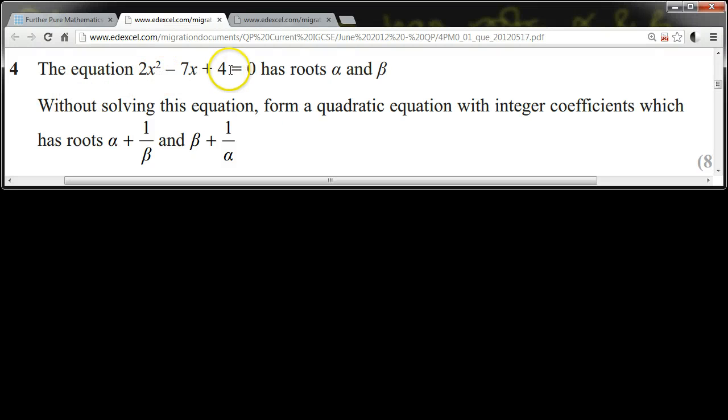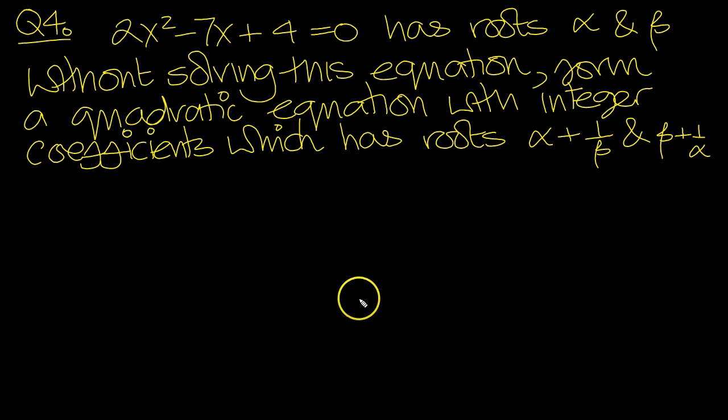The equation given here has roots alpha and beta. Without solving this equation, form a quadratic equation with integer coefficients which has roots alpha plus 1 over beta and beta plus 1 over alpha. Okay, I've got the question summarized here then. So let's have a look at this.